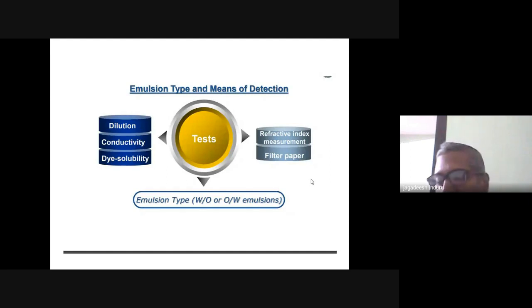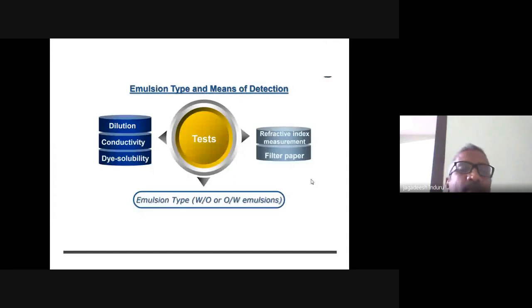The first one is the dilution test. In the dilution test, you dilute your emulsion with either phase. If it is the continuous phase, it will be diluted without any problem. Otherwise, it will form globules. If you add water and it is diluted without any problem, it means you have an oil in water emulsion. If you add oil to your emulsion and it is diluted without any problem, it means you have a water in oil emulsion.